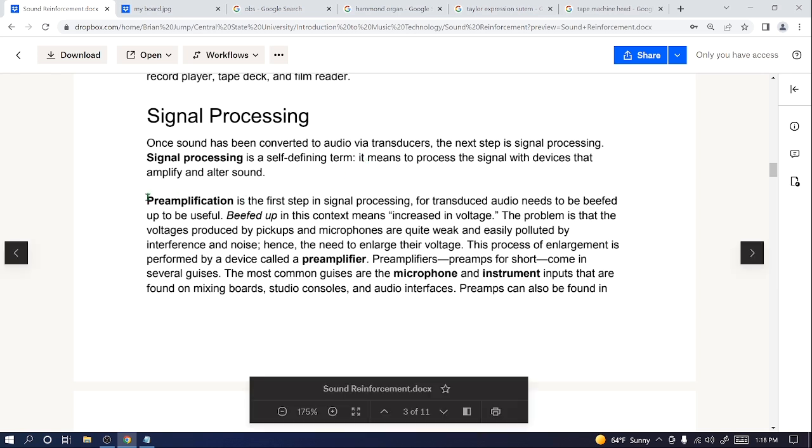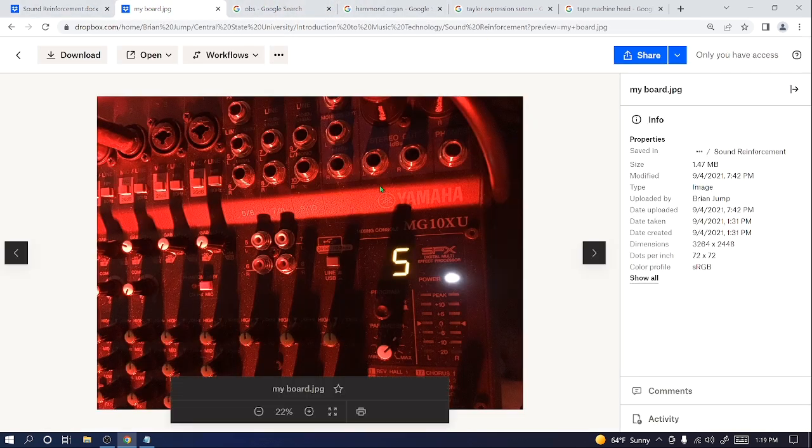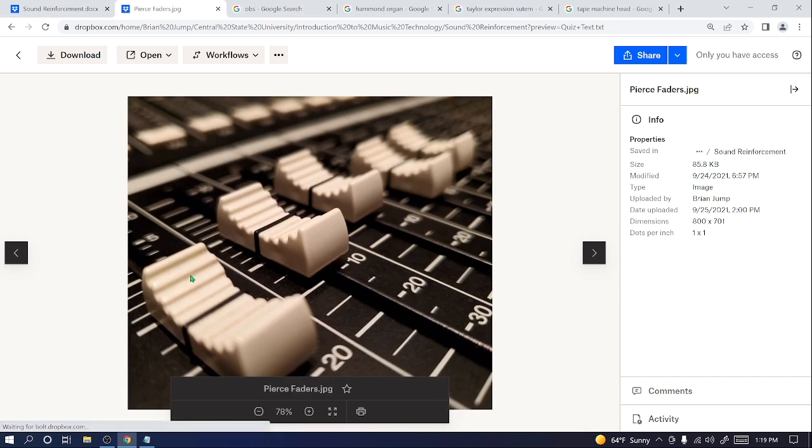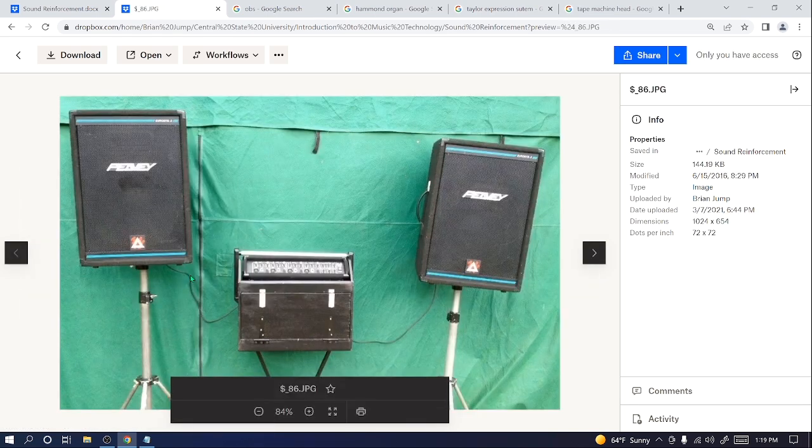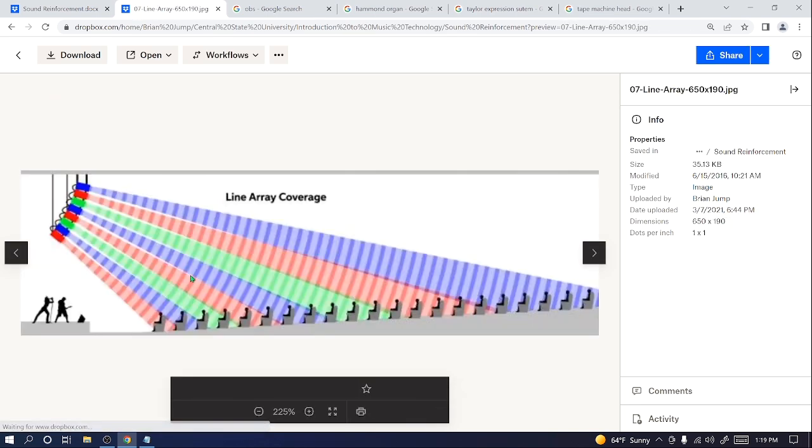Well, step one for most transduction is preamplification. We got to get the sound beefed up, right? So beefed up means increased in voltage. And of course, the problem is that the voltages produced by pickups and microphones are quite weak and easily polluted by interference from noise. So if we tried to do signal processing with the tiny little voltages instigated by our transducers, if we bypassed our preamplifiers, the sounds would quickly be overrun by interference from radio signals, cell phone signals, all the electromagnetic interference that is possible.